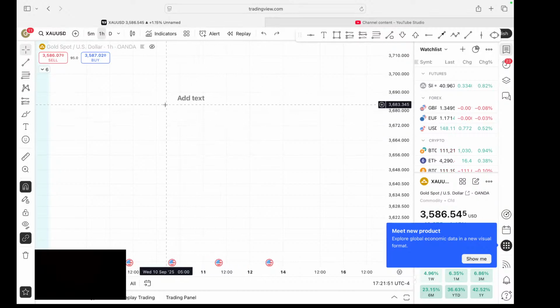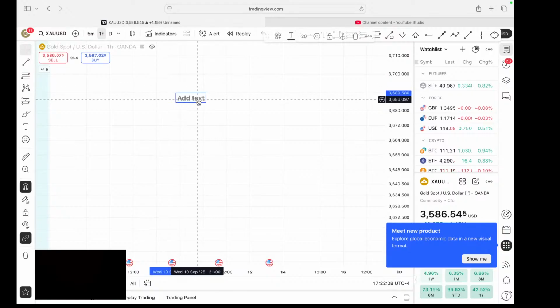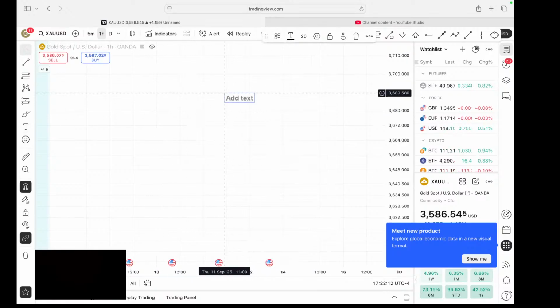All right. Now we're going to go over the basics of the market. We just went over our compounding risk to reward strategy. Now we're going to go over the basics, how the market moves. So understanding the basics.